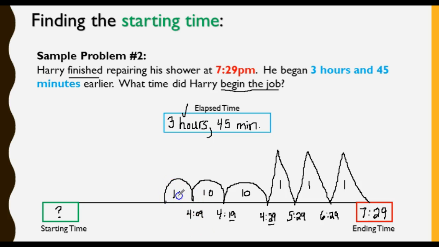10 more minutes. Okay, so now this one I'm going to be passing the 12 at the top. So I'm going to go to 3:59 to subtract that 10 minutes. So if I subtracted 9 minutes, it'd be 4 o'clock, and 1 extra minute, it would be 3:59.